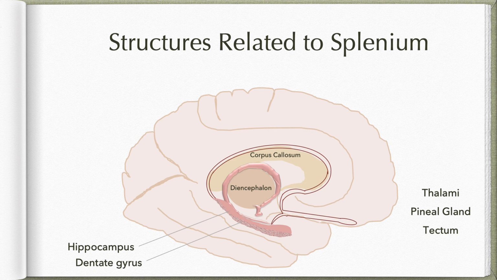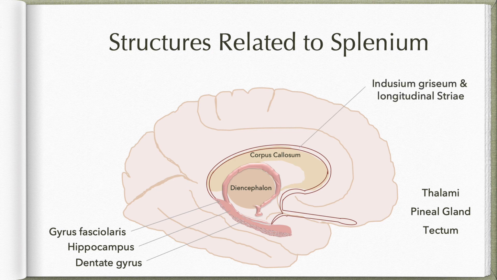Here we are also seeing that the hippocampus and dentate gyrus is continuous posteriorly at the gyrus fasciolaris, which then continues above the corpus callosum as the indusium griseum as well as the longitudinal striae. The fiber bundle of the hippocampus is the fornix. Now that continues on the undersurface of the corpus callosum.